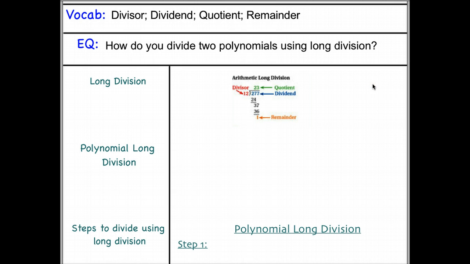If you'll look off to this chart here, we have a couple key terms that I want you to know. The divisor is the one that is going into the dividend, and the dividend is the one underneath the division sign. The quotient is the number on top, and the remainder is how much is left after we're done dividing.